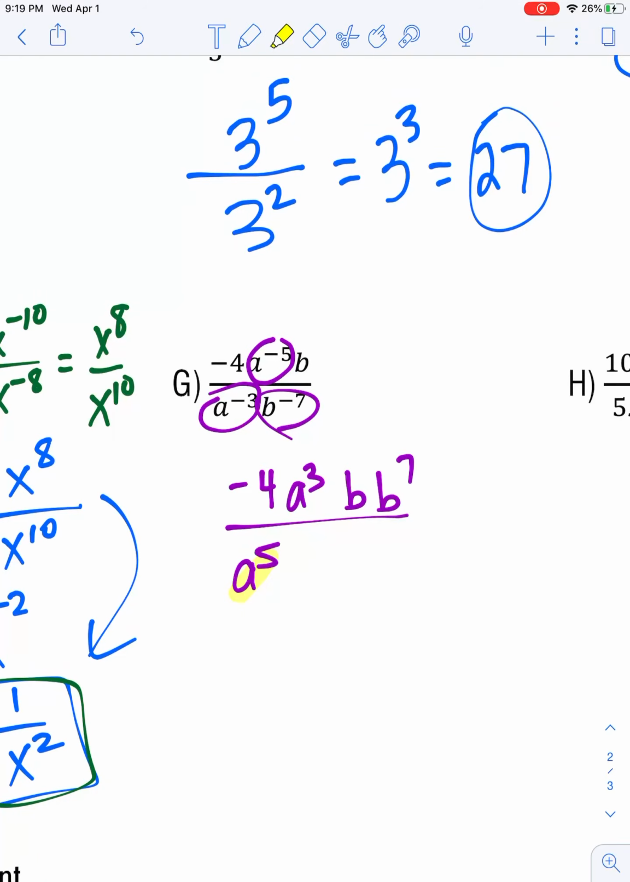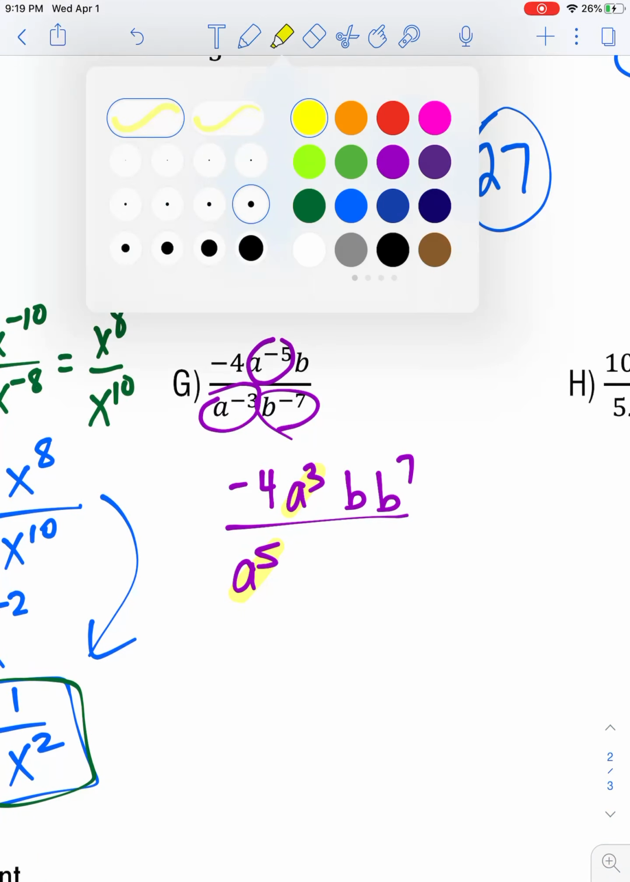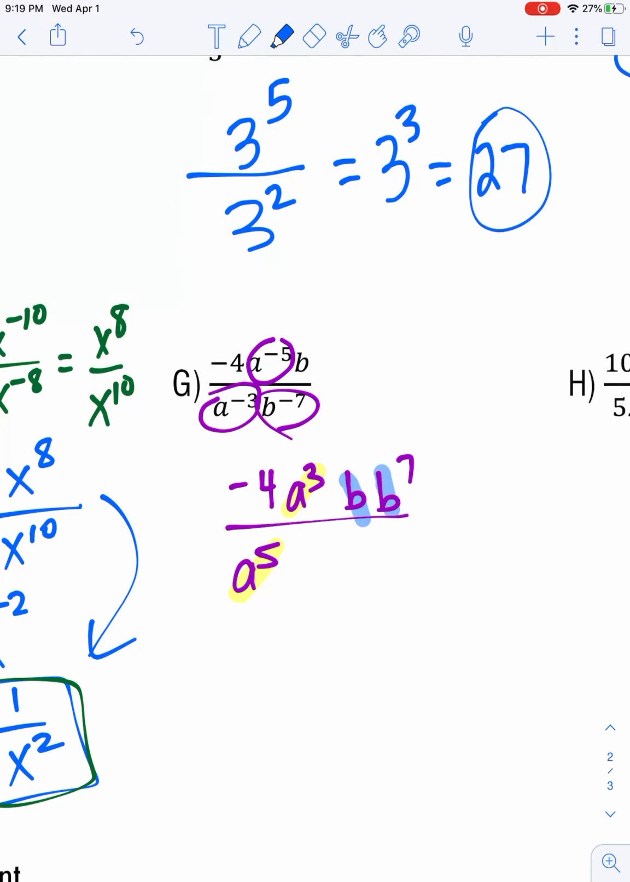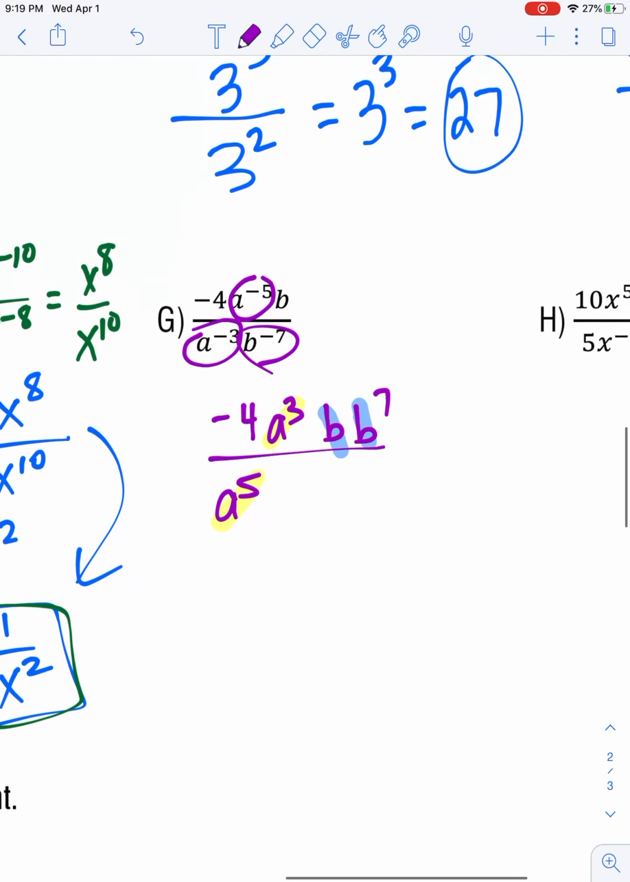Now I'm not done because I have 2 bases with a and 2 bases with b, so I have to combine those. The a's will get divided, the b's will get multiplied, so with the exponents for b I add and for the a's I subtract. So I'll have a negative 4, b to the 8 when I add 1 plus 7.